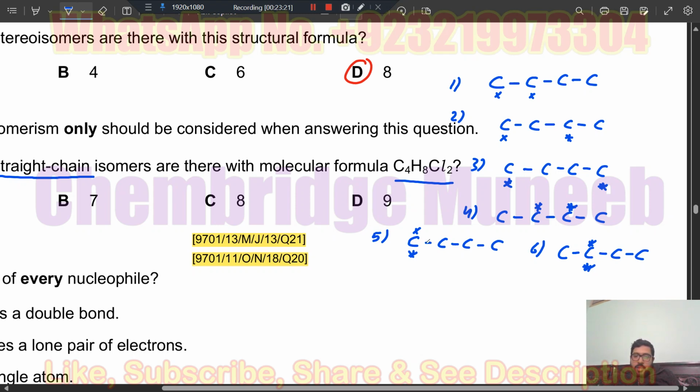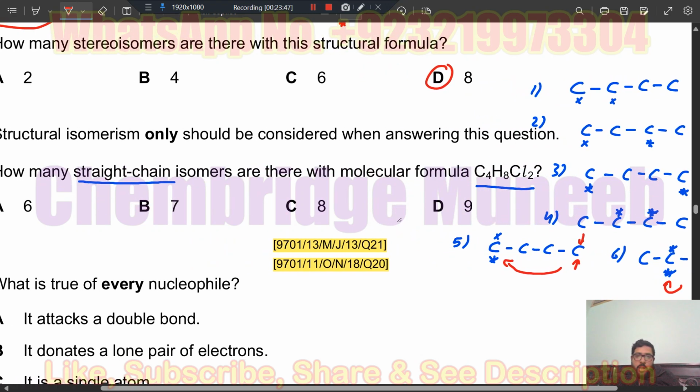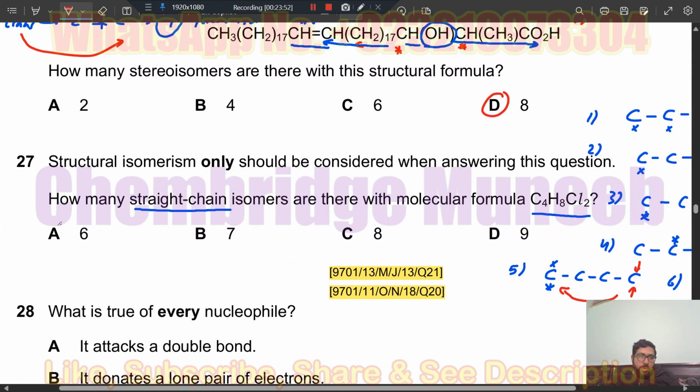Now I cannot make a 7th, because if I choose to have 2 chlorine atoms on the far right carbon, it is the same as this one, since it becomes the first carbon atom. In the same way I cannot select 2 chlorine atoms on this carbon, since it will be the same as this structure in which they are present on the second carbon from the left. So in total I have just 6 different combinations for the structural isomers of this molecular formula. So A is the right answer.